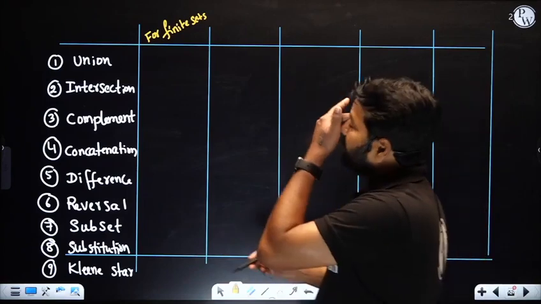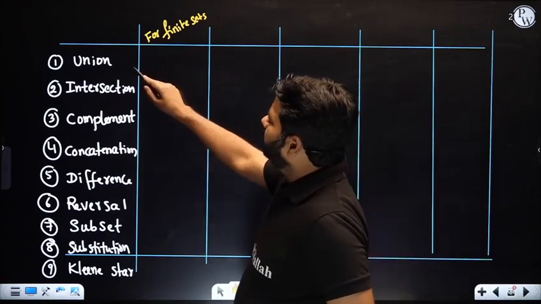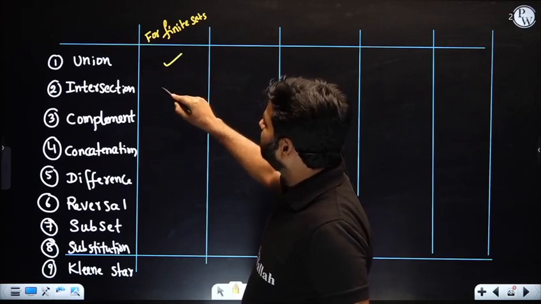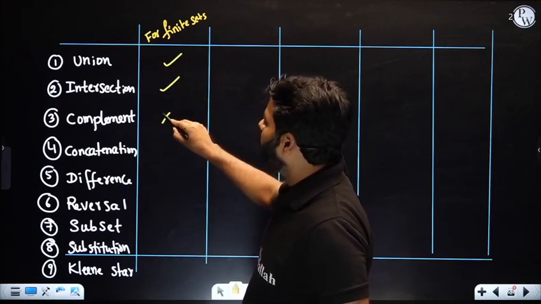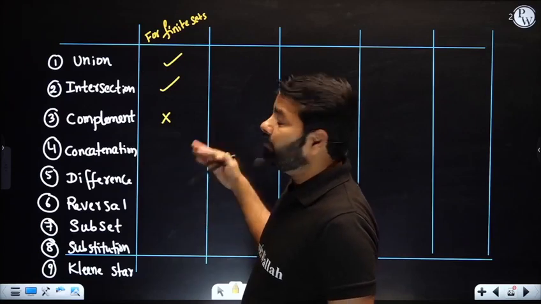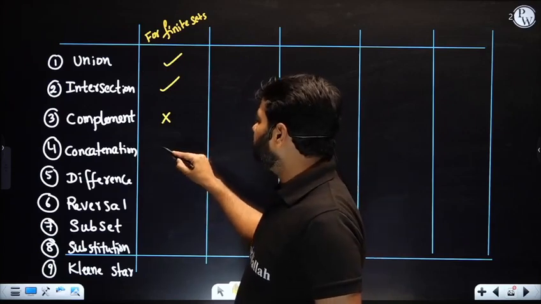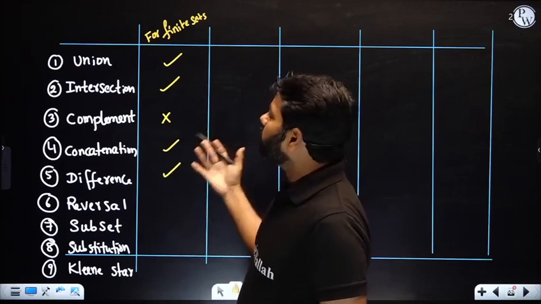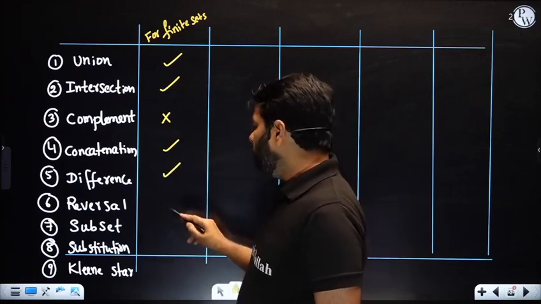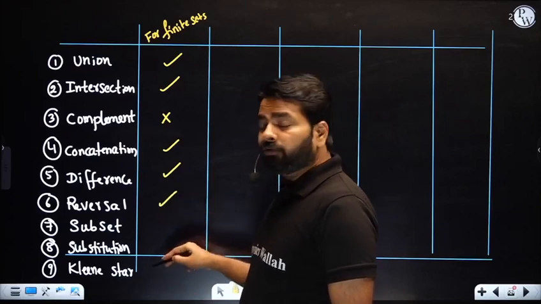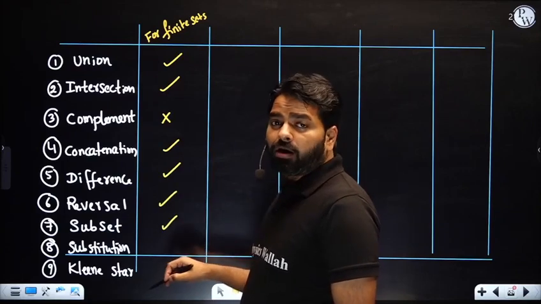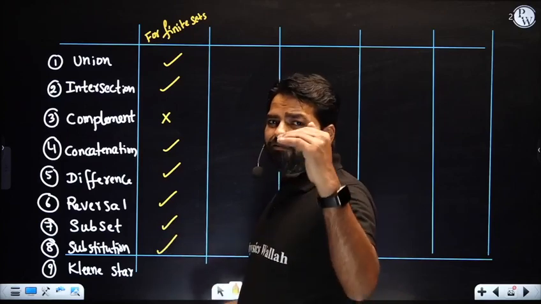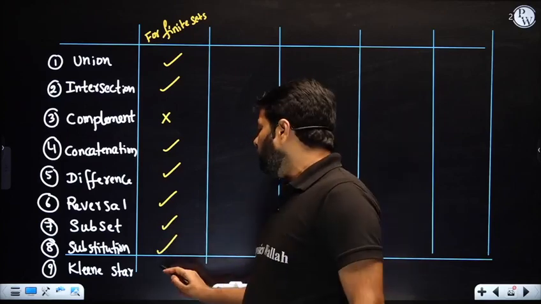Okay. For finite sets, I'll just fill it. Union, closed or not closed? Union of two finite languages? Yes. Intersection of two finites? Yes. Complement of finite? No. Maybe, sorry, it's always not finite. Concatenation? Yes. Difference, finite minus finite is always finite. Reversal of finite? Yes. Subset of finite? Yes. Substitution of a finite with a finite language is again finite. Kleene star of a finite language, when you do the Kleene closure, you may or may not get a finite language.